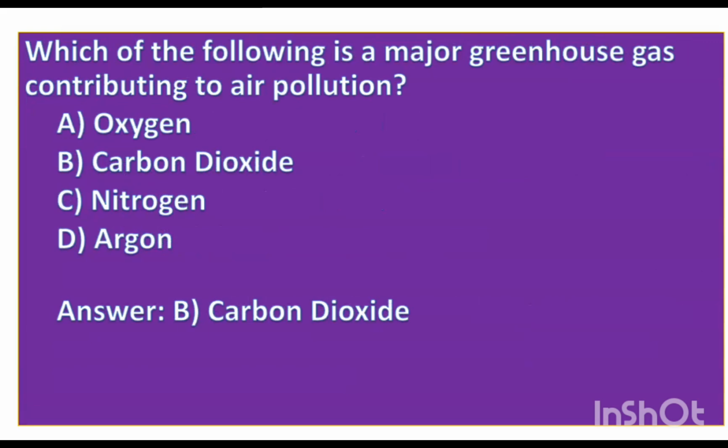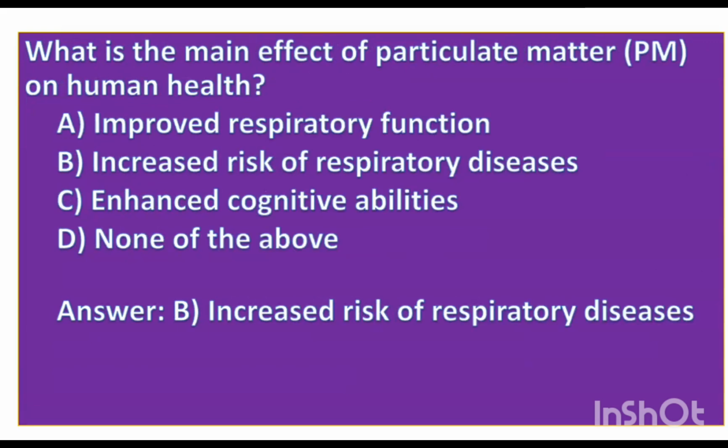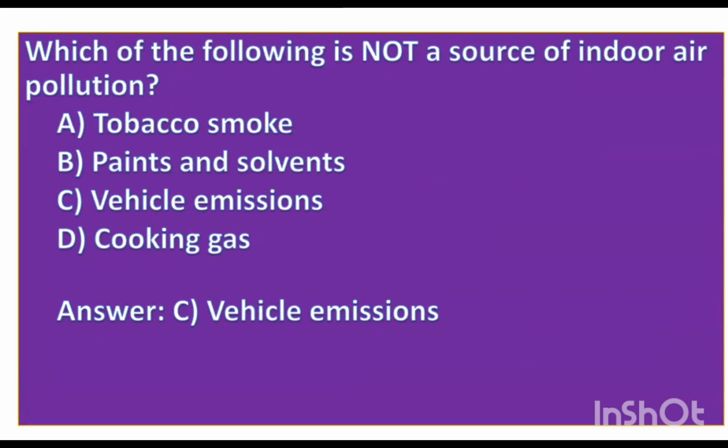Answer: carbon dioxide. What is the main effect of particulate matter, that is PM, on human health? Options: improved respiratory functions, increased risk of respiratory diseases, enhanced cognitive abilities, none of the above. Answer: increased risk of respiratory diseases. Which of the following is not a source of indoor air pollution? Options: tobacco smoke, paints and solvents, vehicle emissions, cooking gas. Answer: vehicle emissions.